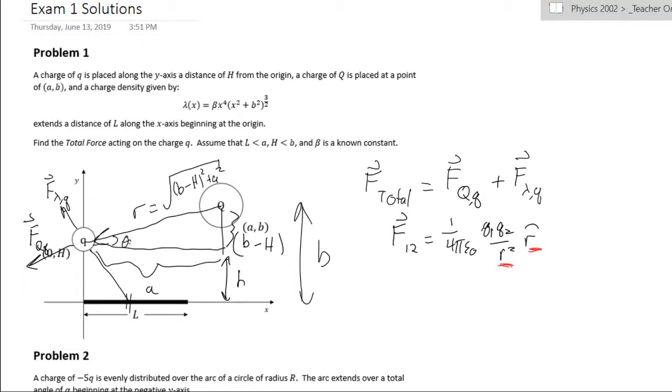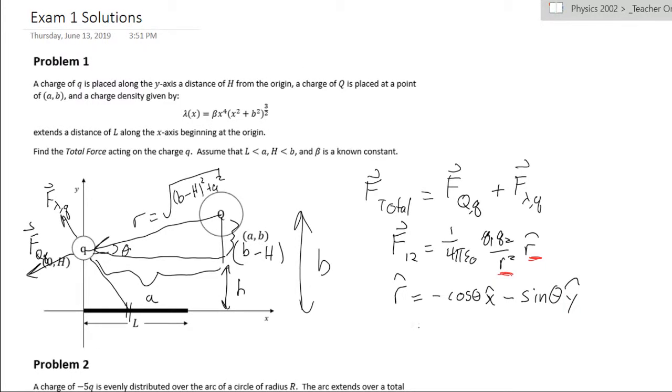Now, to determine R hat, we say that R hat is going to be pointing like this. I can define this angle of theta. And so we can say that R hat is going to be equal to minus cosine of theta x hat minus sine of theta y hat. Now, we need to determine what cosine and sine of theta are because theta is not a given parameter. And we can use the triangle that we built here in order to do that.